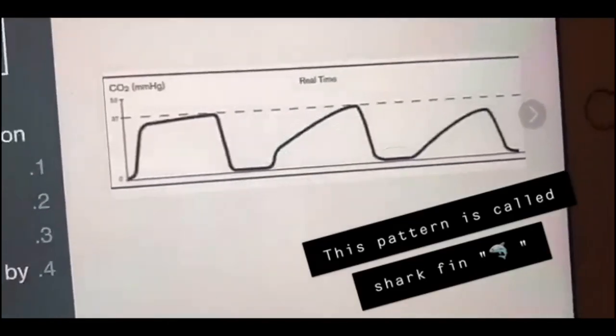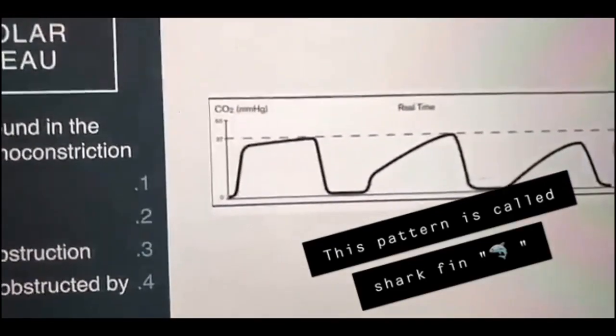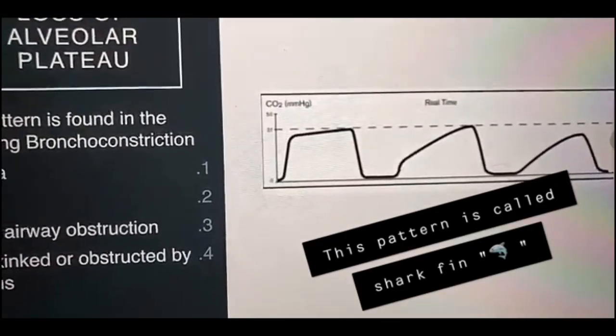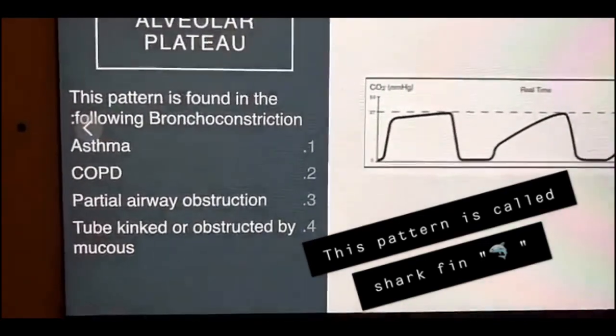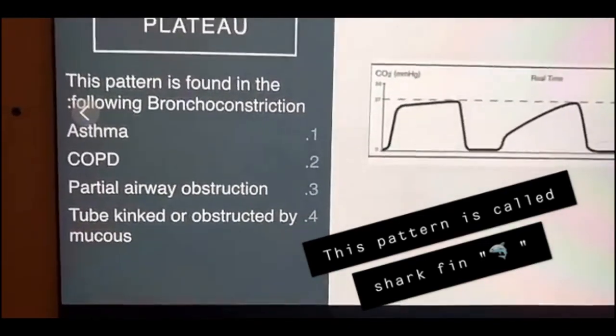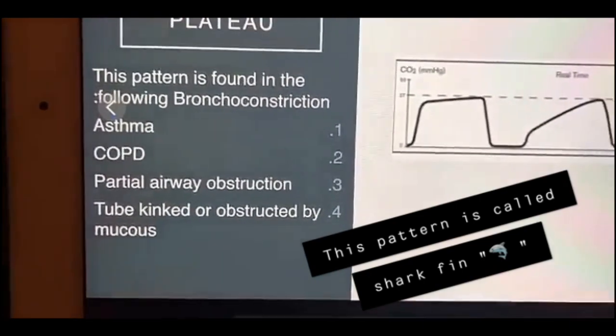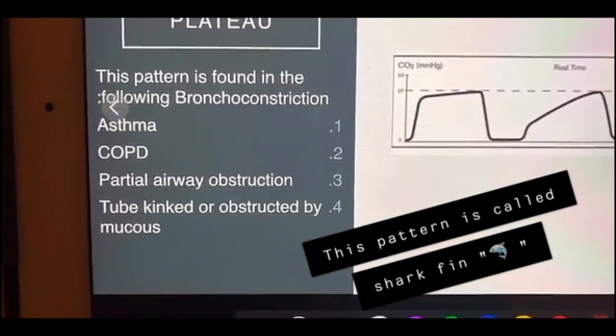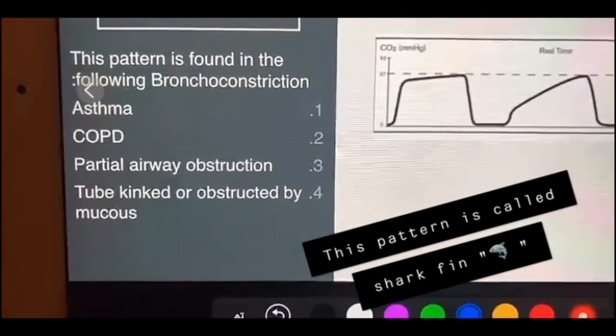This pattern occurs only with bronchoconstriction cases, for example patients with asthma or patients with COPD, or it could happen with a partial airway obstruction, a kinked ETT, or obstruction by mucus.